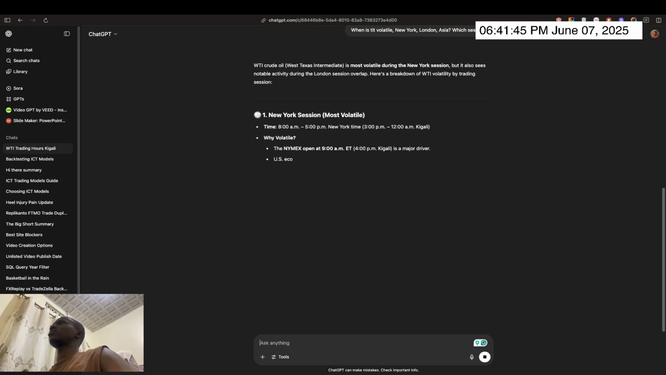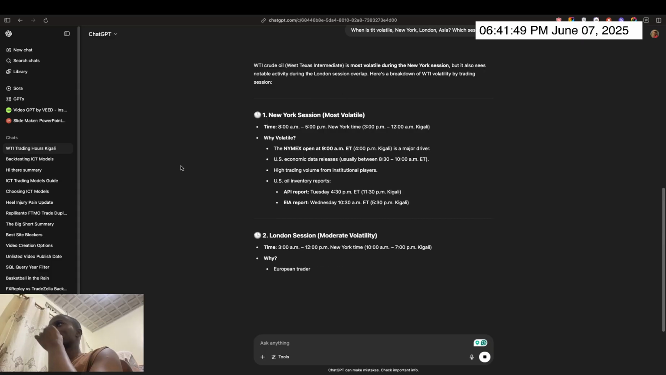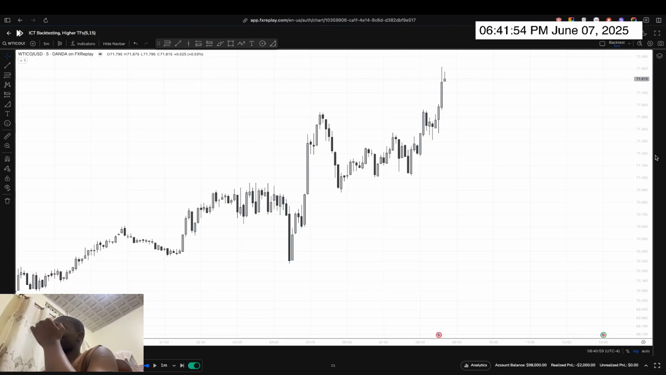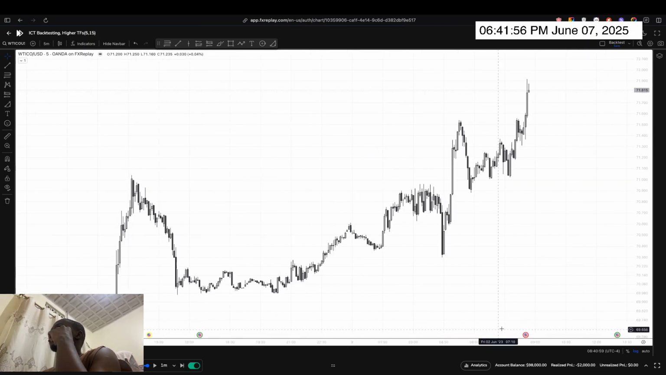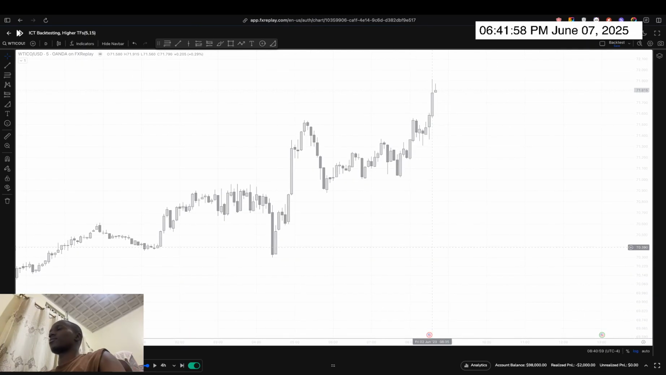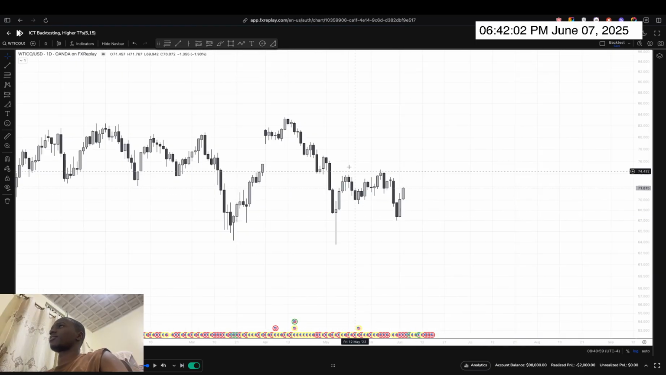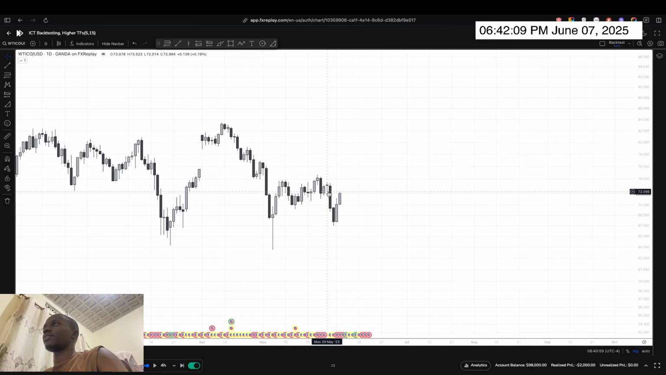It's most active during New York session. Good. Now let's see if we can try and trade it. So first, look on the daily. We have a crazy chart where we were dropping right here. So daily fair value gap has been filled.